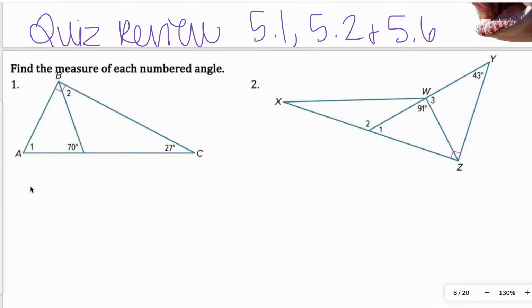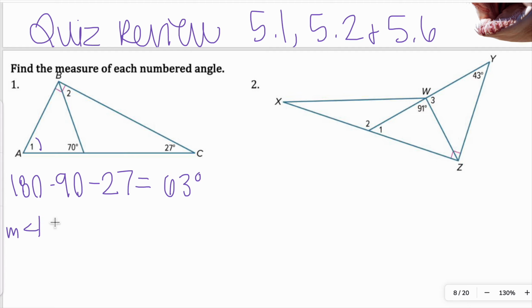For number 1, when I looked at angle 1 right here, I thought, okay, angle 1 is a part of this bigger triangle. So I have 27 degrees and 90 degrees. So I'm starting with 180 minus 90 and then minus 27, and I'm going to get 63 degrees. So angle 1 is measuring 63 degrees, which then means I could find this angle measure.